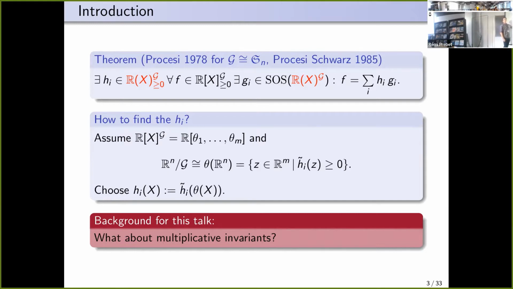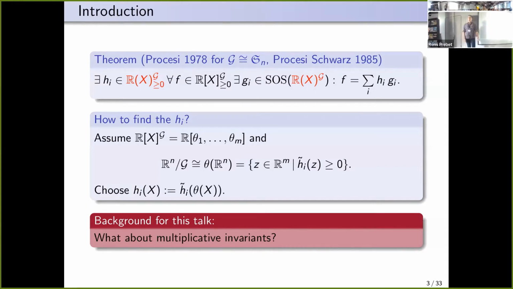So assuming that your ring of invariants, so the ring of polynomials which are invariant under your group action, can again be written as a polynomial ring in some theta 1 up to theta n. Then what you need to do is you need to describe the orbit space right here, which is the image of Rn under the invariants, and you need to write this as a semi-algebraic set, as a basic semi-algebraic set here in this case, with only inequality constraints. And the polynomials in this theorem of Procesi and Schwarz are exactly those polynomials which you obtain when you replace the variable with the fundamental variable.